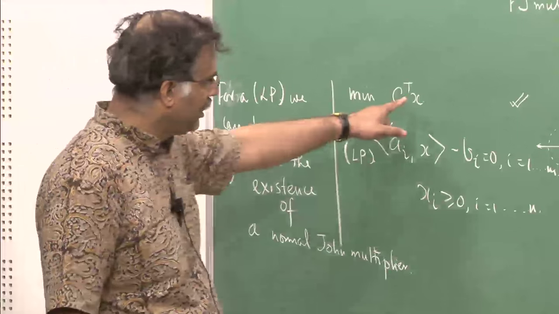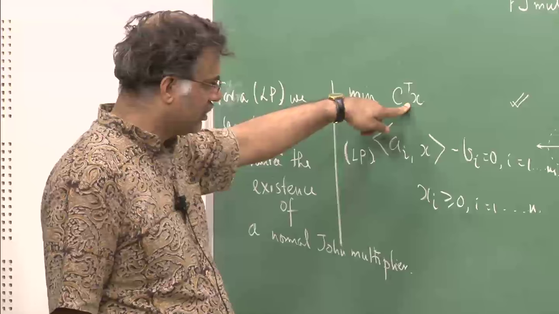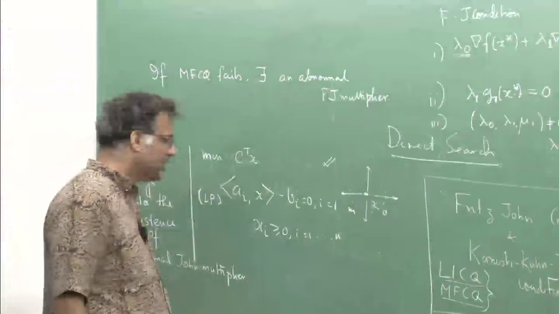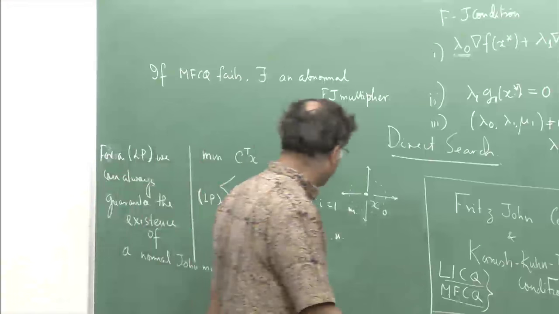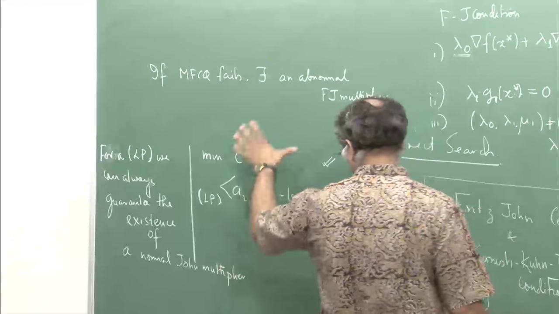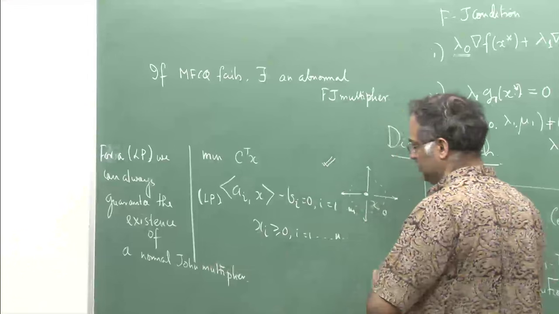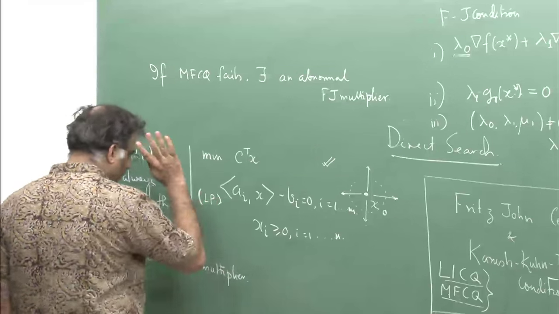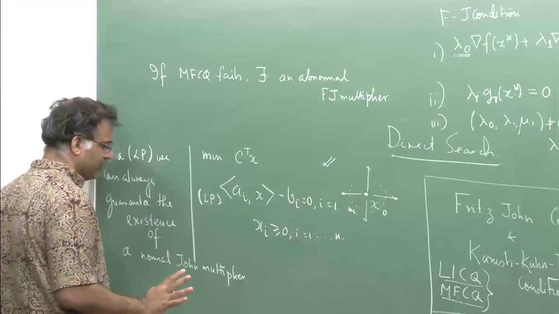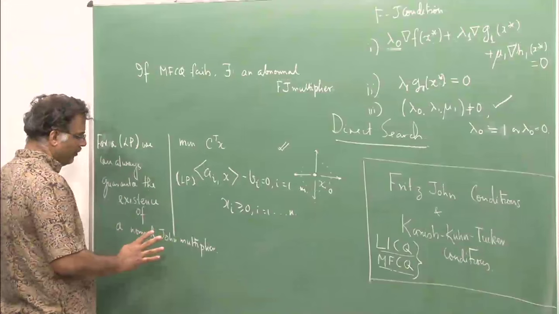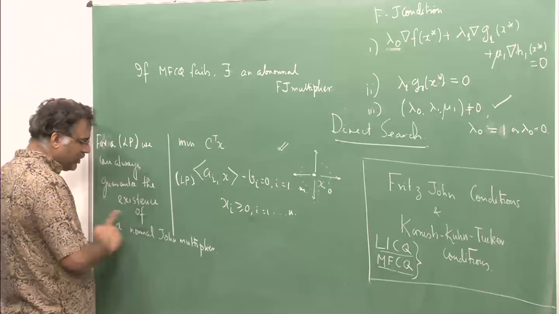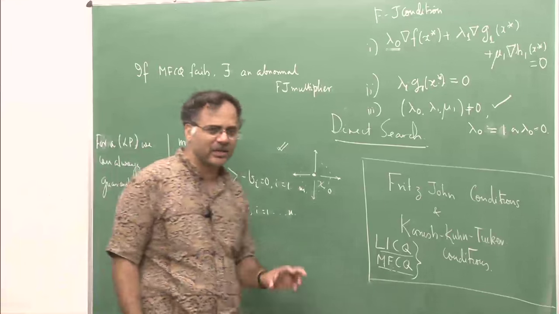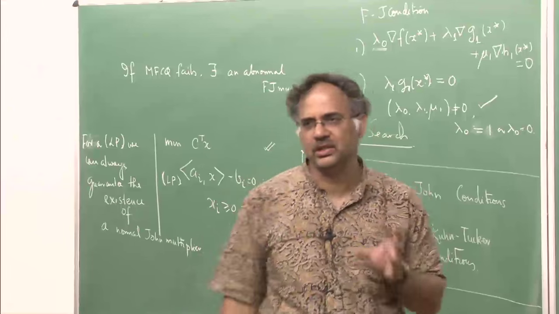The interesting part is that if I take this to be any other function f(x), say a differentiable function, non-convex also, then if these constraints are linear, you can still write down the Karush-Kuhn-Tucker condition without any use of constraint qualification. That is, if I have linear or affine constraints, then the existence of at least one normal Fritz John multiplier is guaranteed. This is a central thing, a very, very important result.